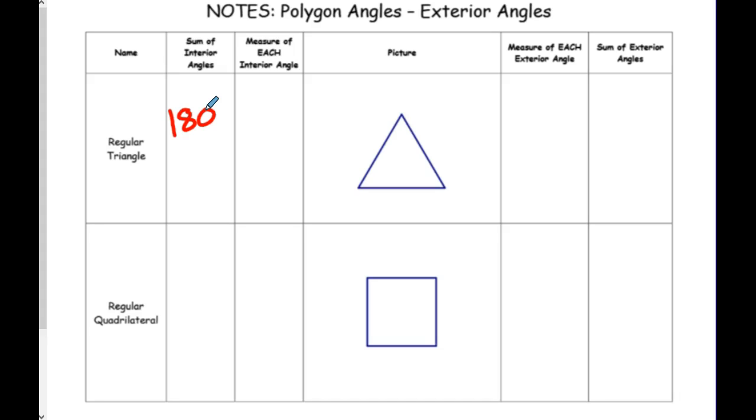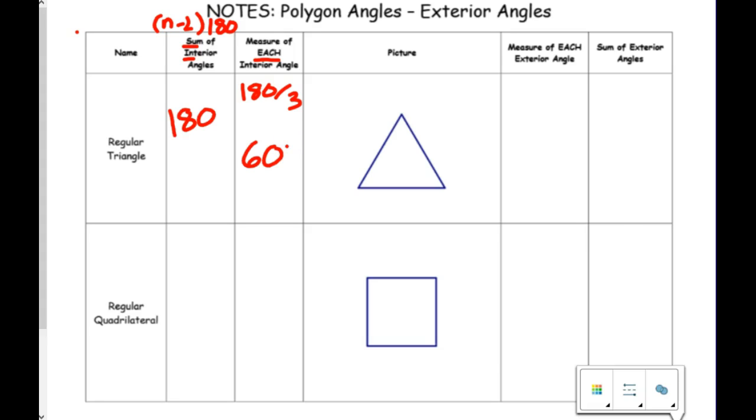Now, typically the way you find out the sum of the interior, like we just said, is n minus 2 times 180, right? But for each, what do we do with this number to find each? We divide by the number of sides, which is n, okay? So I'm going to take 180 divided by 3. So each interior angle should be 60 degrees, okay? So inside of this triangle, I want you to write 60 degrees for each angle. 60, 60, and 60, okay?